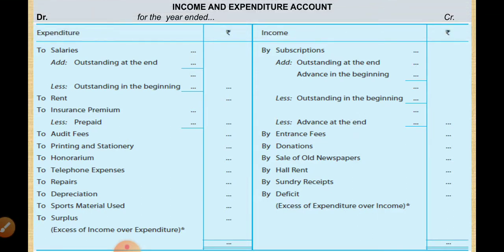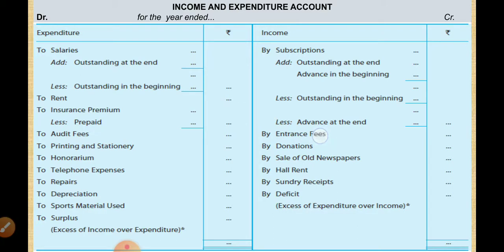Next, less advance at the end of the year. Any advance at the end of the year belongs to subscription paid in advance for the next year. So it is advance receipt of next year. So it's an income which belongs to next year, even though cash is received this year itself. So this has to be subtracted.